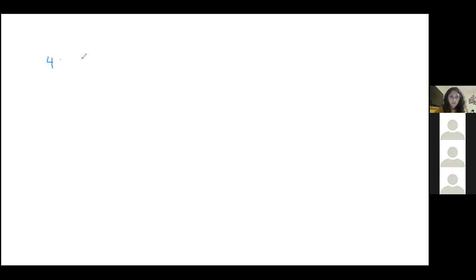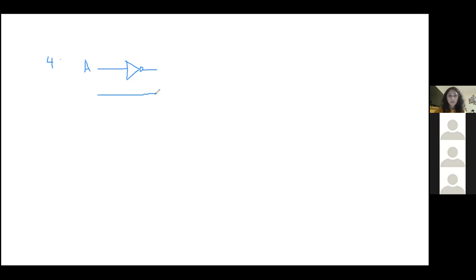Okay, so question 4A says, draw out the truth table and logic gate for not A and B. So let's do the logic gate first. We have this bit A, and it's going through our NOT gate, which is this little triangle with a circle. And then this is not A.